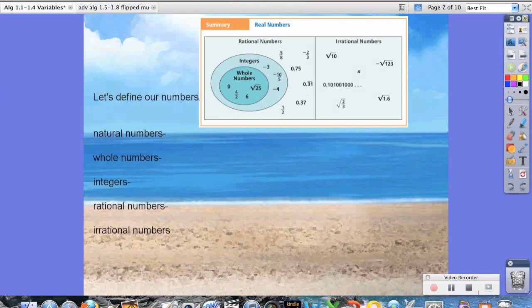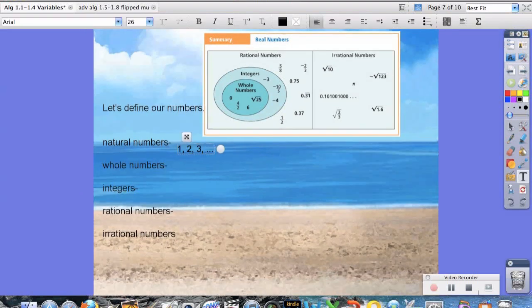Next one, we have real numbers, and we're going to define a couple things. Natural numbers are the numbers that come naturally as we count. If I asked you to count, the numbers you'd probably start out with are 1, 2, 3, etc. Those are our natural numbers.